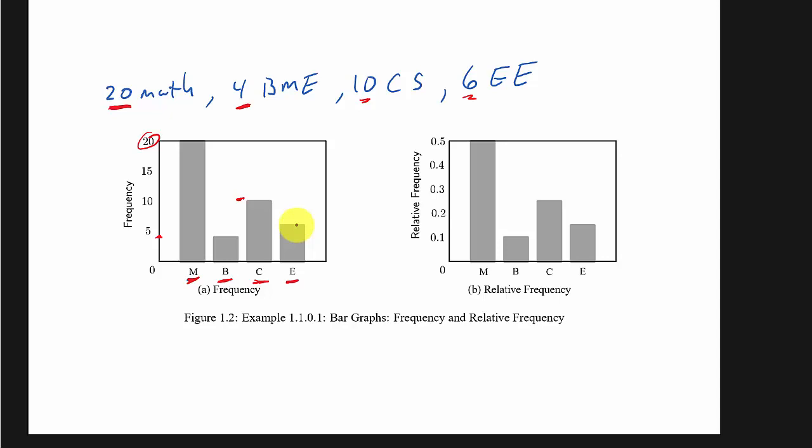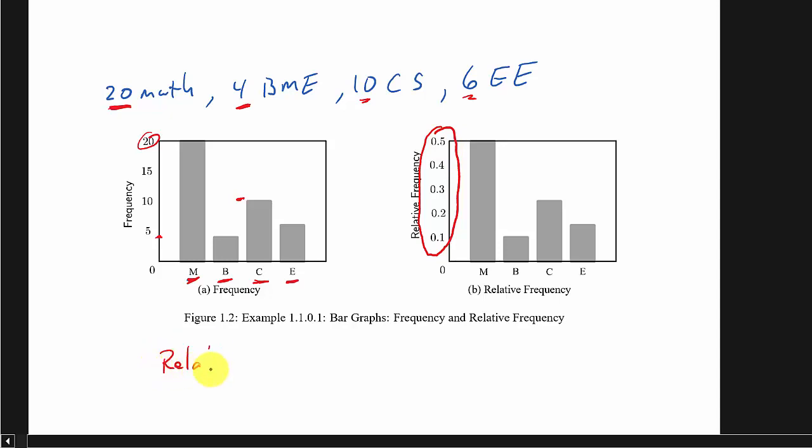So you notice here that these graphs look the same. But what's the difference in these graphs? Well, that's just this y-axis here. So how do we get these numbers here? Okay, how do we get those numbers? Well, the relative frequency, the way we find that is, let's just find the relative frequency for each one of these.